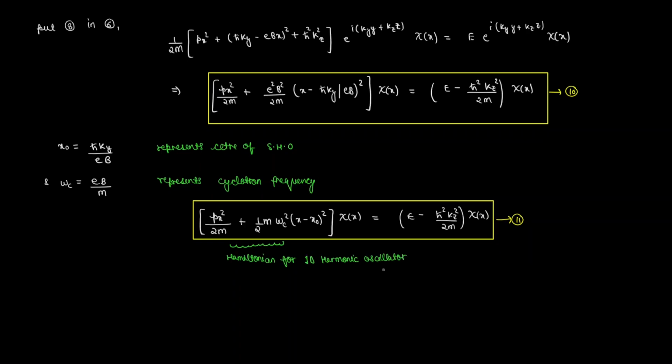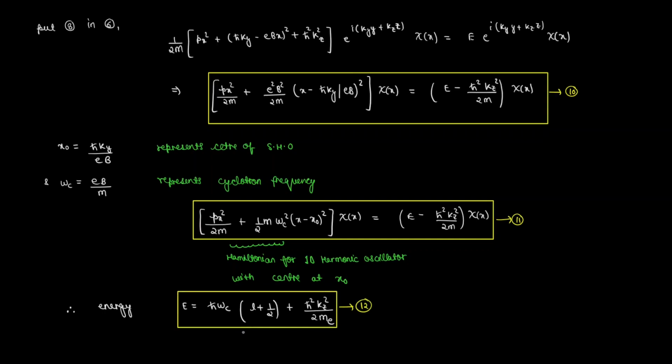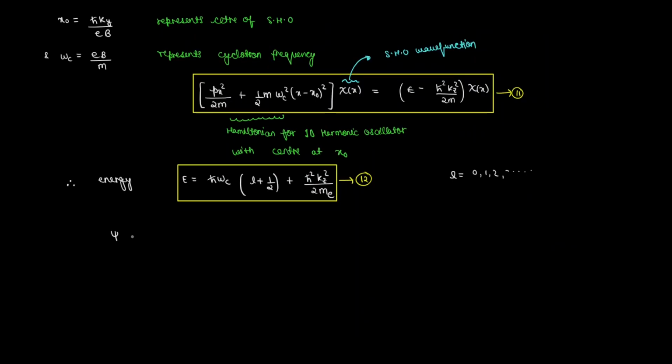And remember that this is a quantum harmonic oscillator, so the energy will be equal to h cut omega c (L plus half) plus h cut square kz square divided by 2 times mass of electron. Here L can take values 0, 1, 2 and so on, and this chi represents the simple harmonic oscillator wave function. So therefore the wave function of electron gas in magnetic field will become the product of plane waves in y and z direction and the simple harmonic oscillator wave function.